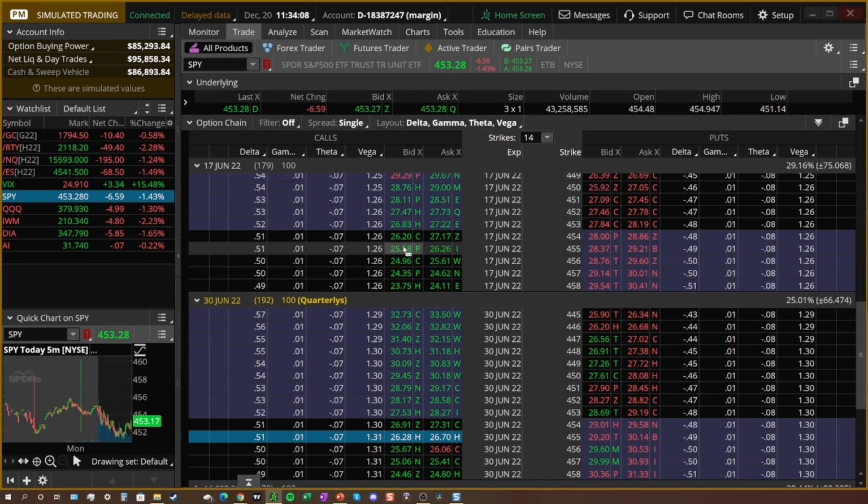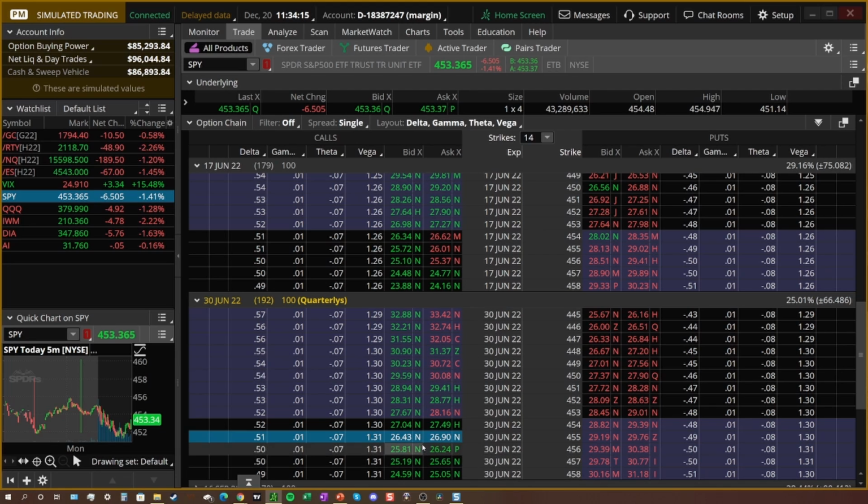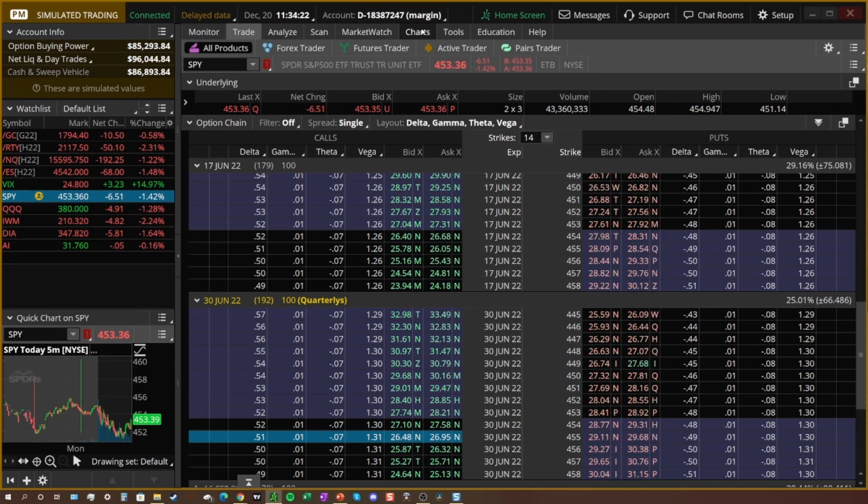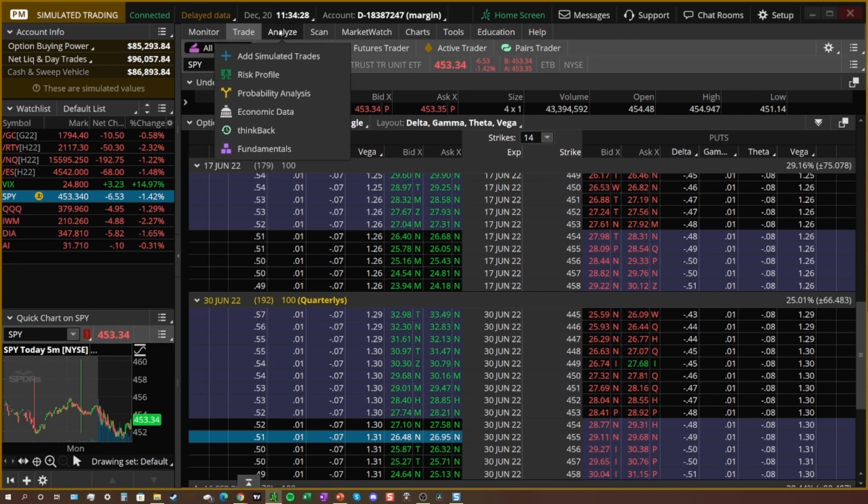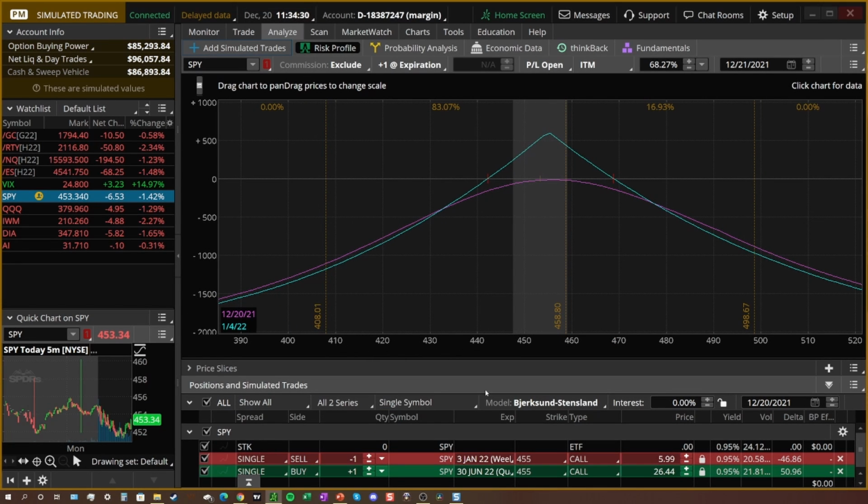And I would not do this strategy on options that are just not that liquid, as the bid-ask spreads can really eat into your near-term option Theta decay, okay? Especially on the long-term options, where the bid-ask gets a little wide. So let's look at the analyze tab, okay?